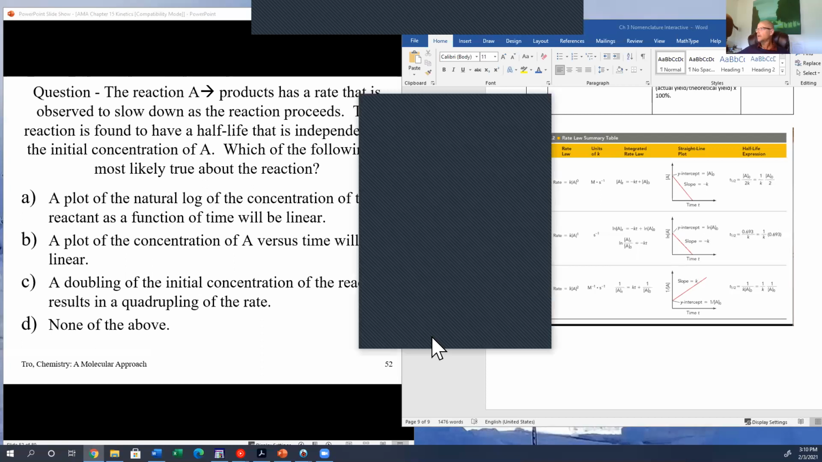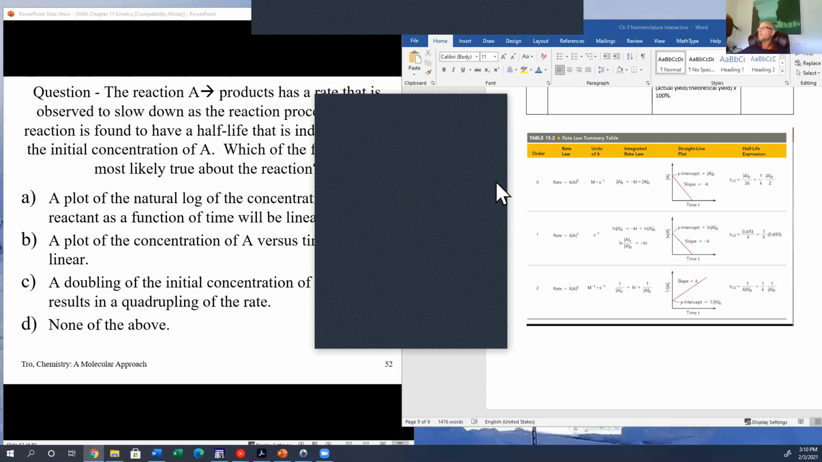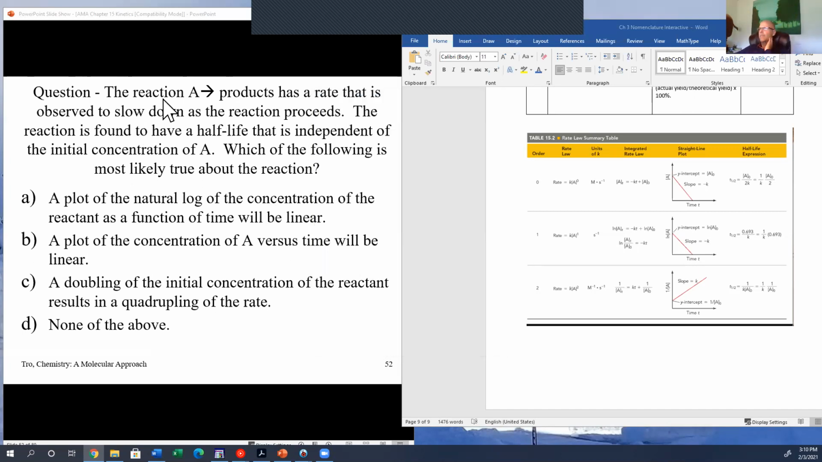That's great. So most of you voted, and most of you put A, and A is indeed the correct answer. Nice work. You can see that the reaction A to products has a rate that is observed to slow down as the reaction proceeds. So once you read that, you know that it can't be zero order, because zero order reactions don't slow down as they proceed. They have a constant rate. As A changes, the rate doesn't change for zero order reactions. As A goes down in these two, the rate does go down. So you already know that it slows down as the reaction proceeds.